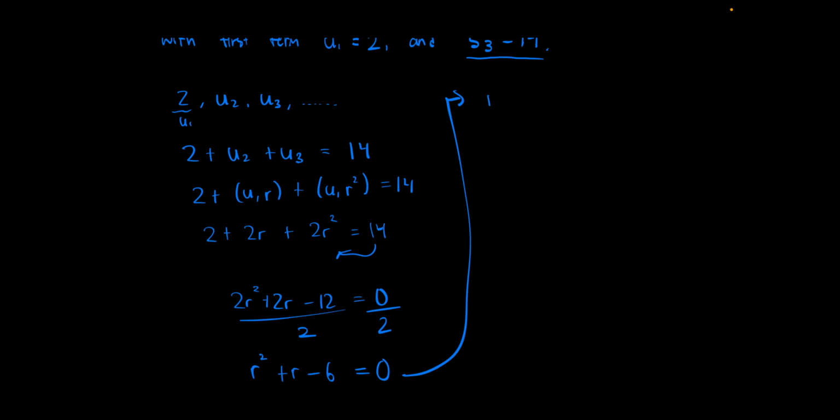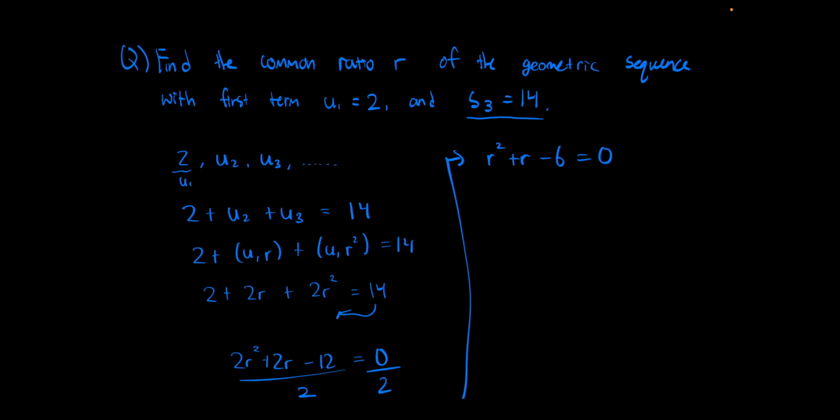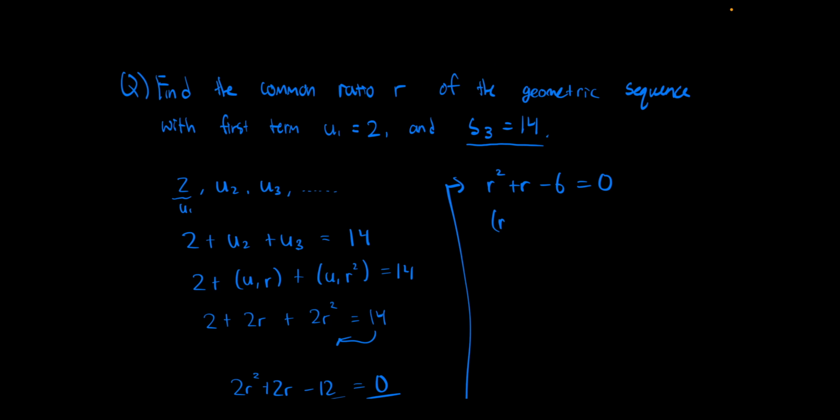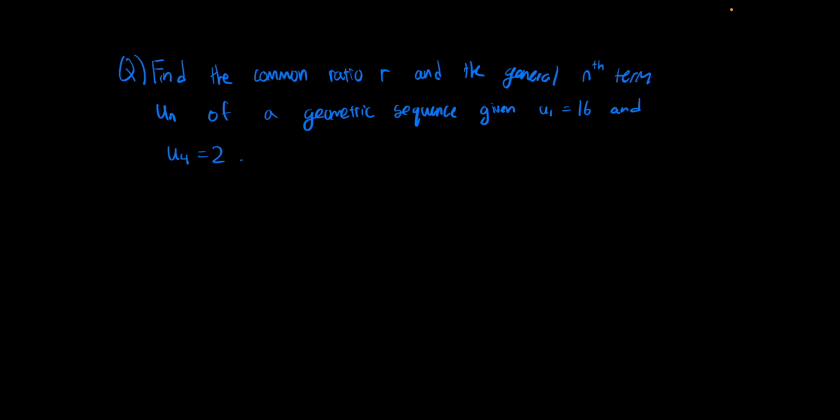Now, taking this, we can factor it as r plus 3 times r minus 2. So therefore, r, which is the common ratio, is equal to -3 or 2. And that is the answer. So let's try out another problem here.